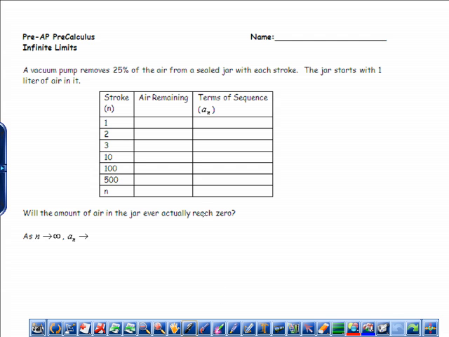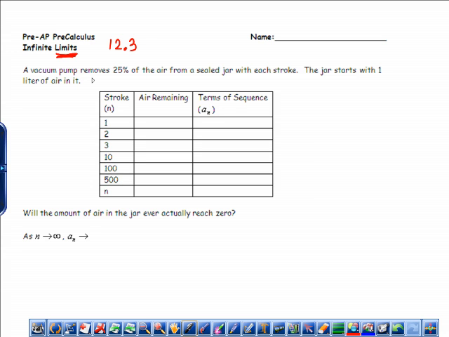Okay, so this video is about infinite limits. Actually, in your book, this is under section 12.3. We kind of pair this with chapter 11 because it has to do with sequences and series, but we're going to really talk more about this idea of limits today.